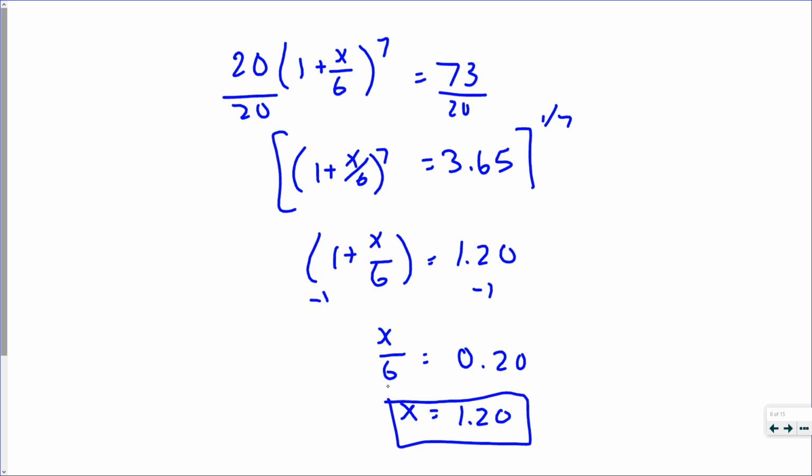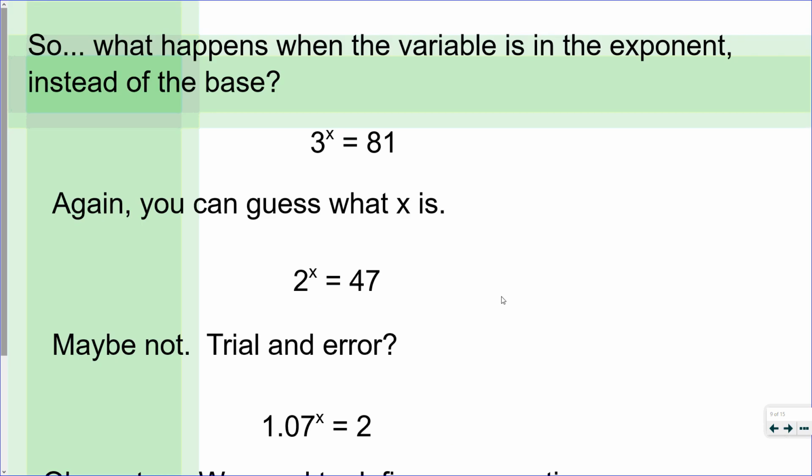So this situation solves for x. We use this reciprocal operation when the exponent is a number that we need to cancel out. What about this situation? What happens when the variable's in the exponent instead of the base? Now all of a sudden our reciprocal exponent no longer works. We can't do like 1/3 to the 81st power. Be nice if we could do that, but unfortunately that doesn't work.